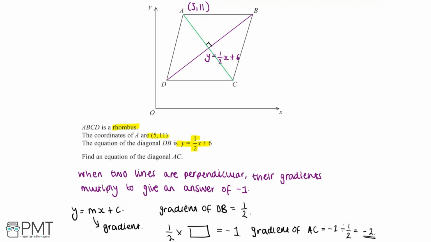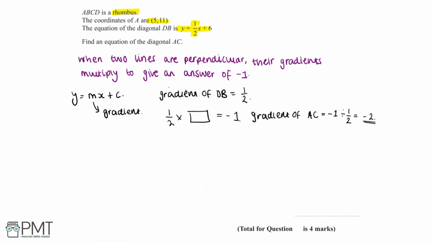Now that we know that the gradient of the diagonal AC is equal to -2, we can use the fact that the point A lies on the line AC in order to find the equation of the straight line. And we're told that A is equal to 5, 11. So let's use this to find the equation of the diagonal AC. We'll go back to y equals mx plus c. Now we know that 5, 11 lies on the line AC. So we can say that y is equal to 11 and x is equal to 5.